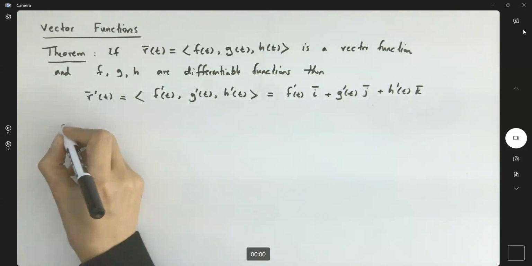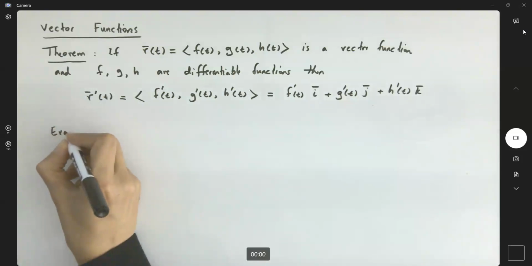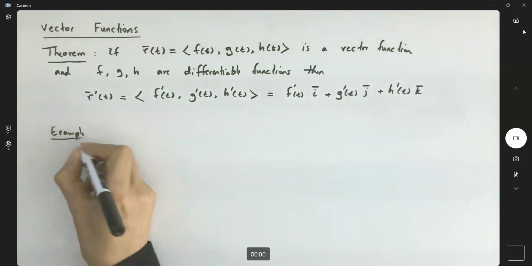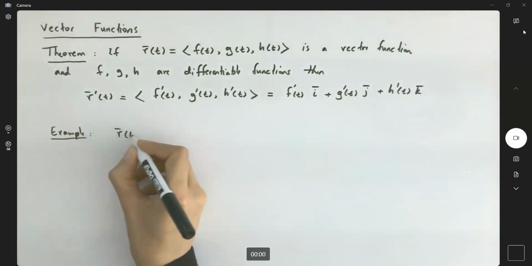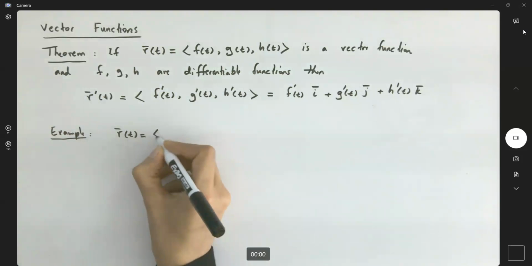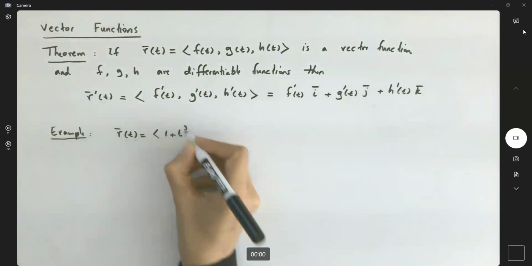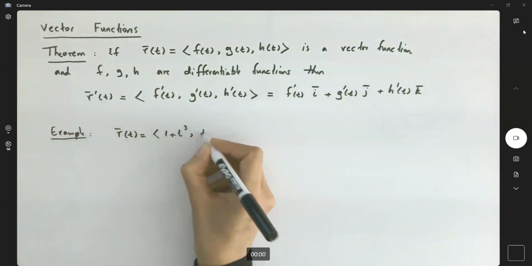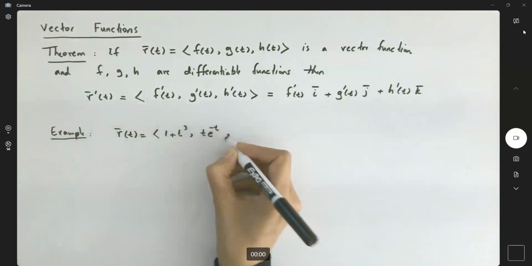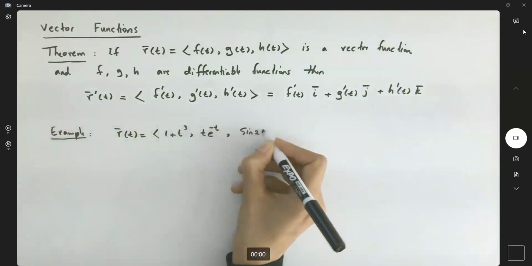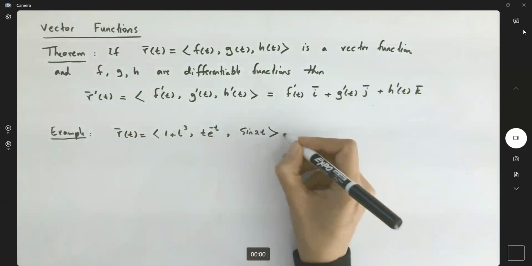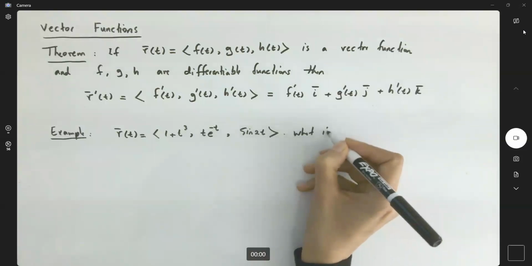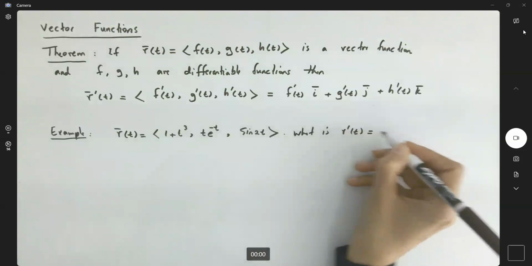Let's take a look at one example. Suppose the vector function r of t is given to you as 1 plus t cubed, t e to the power negative t, and sine of 2t. All of these functions are nice functions. You want to know what r prime of t is.